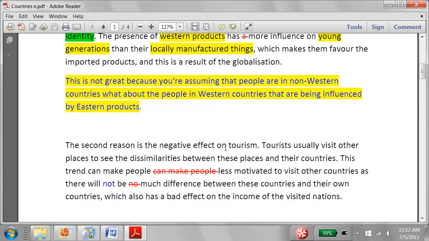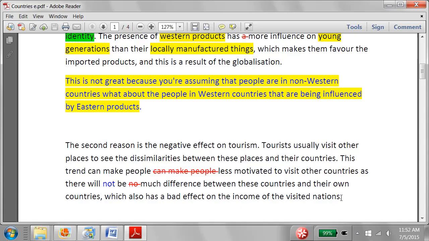The second reason is the negative effect on tourism. Tourists usually visit other places to see the dissimilarities between these places and their countries. So this is an excellent reason. And note how it's talking about tourism in general. It's not focusing just on the Western countries or the young people. This trend can make people less motivated to visit other countries, as there will not be much difference between these countries and their own countries, which also has a bad effect on the income of the visited nations.